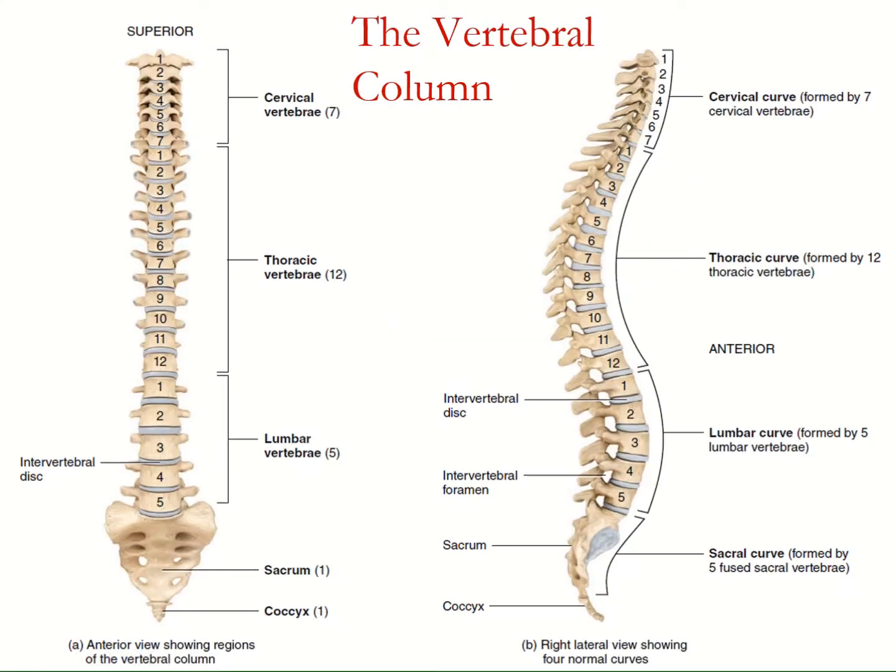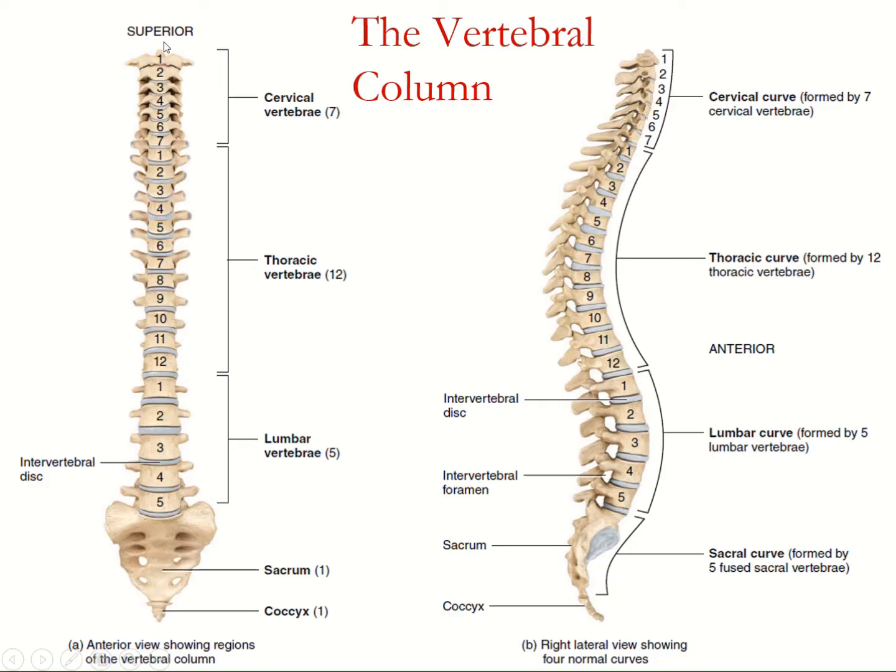Here is your vertebral column. The vertebral column is this one, all in all. It is made up of 33 vertebrae, plural. So the vertebral column is made up of different segments. What are these different segments? The cervical segment, thoracic segment, lumbar segment, and the sacrococcygeal segment, or the sacrum and coccyx segment.